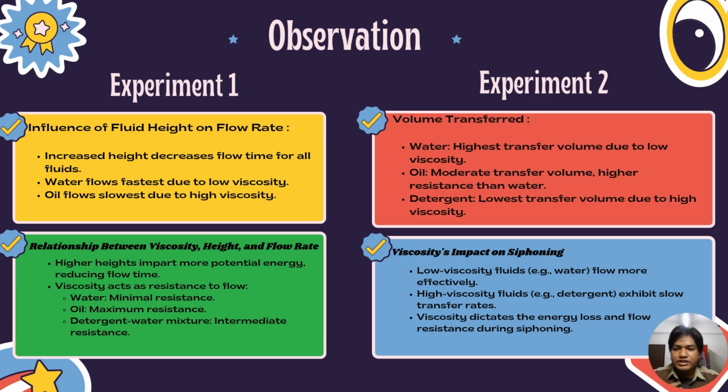Okay, for experiment 2, the focus was on the volume of liquid transferred through a siphon at a fixed height difference of 20 cm over varying time intervals. Water has the highest transfer volume due to its low viscosity and minimal resistance to flow. Oil transfer has the lowest volume as the highest viscosity created resistance. And I think that's all for observation. Next to the next presenter.